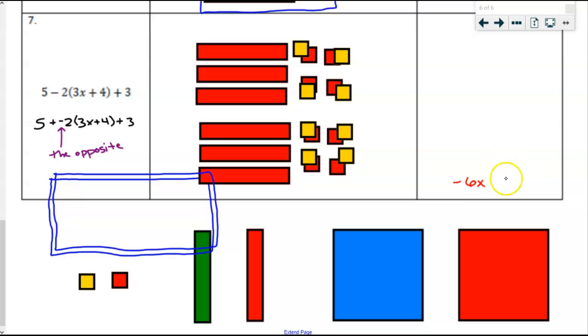A lot of students, when I walked around, I saw that it said negative 6x plus 0. That's fine. That's great. You're acknowledging that there aren't any unit tiles. It's also not necessary. If you want to keep it there, keep it there. I think it's a good habit to get into.